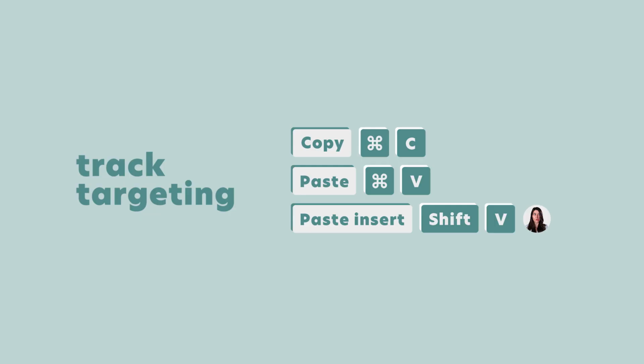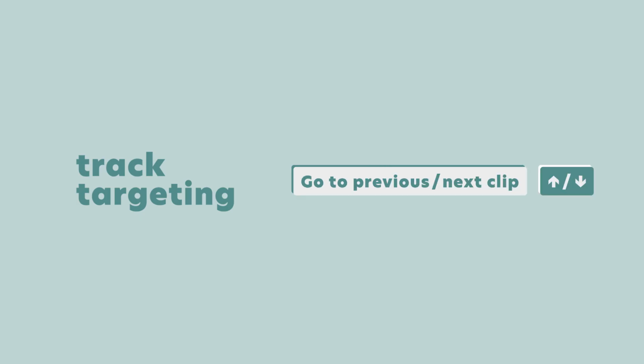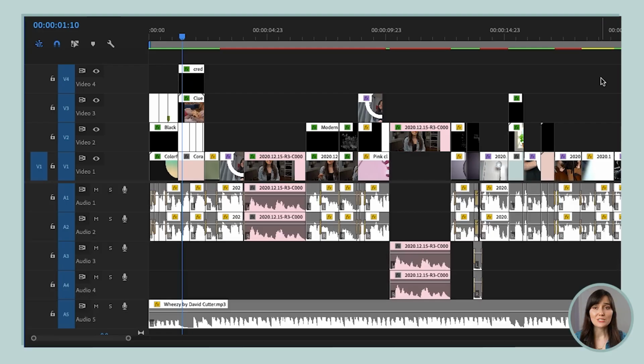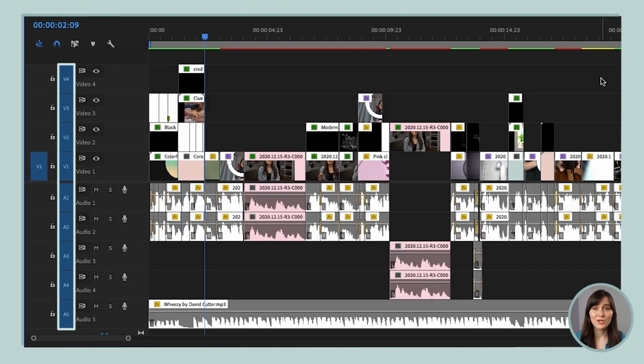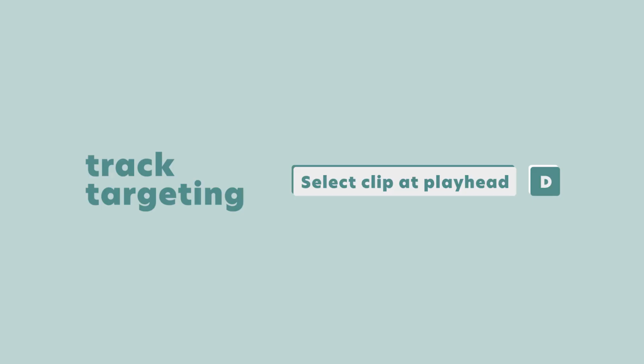Now, track targeting not only affects the copy and paste command, it also affects navigation commands, like when we press the up-down arrows to jump from clip to clip. So if I have all the tracks targeted, then when I press the down arrow, we're gonna stop at every single clip, no matter what track it's on. But if I just target track 1, then we are only hopping between the clips on that track when I press the down arrow.